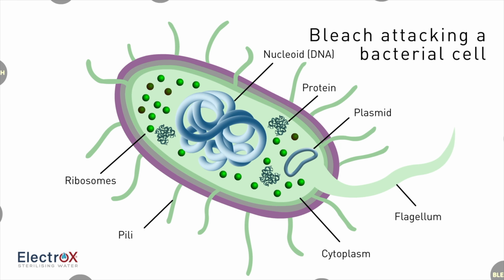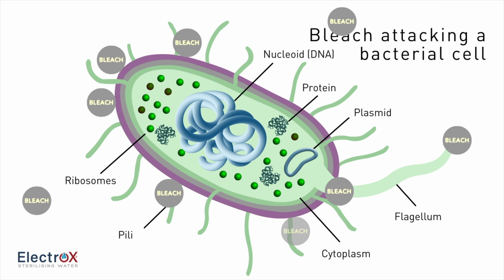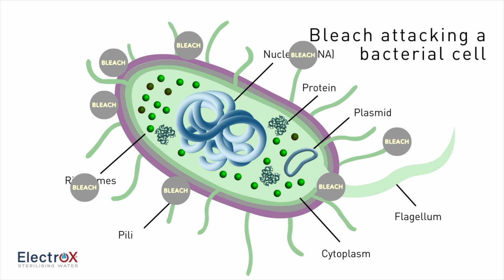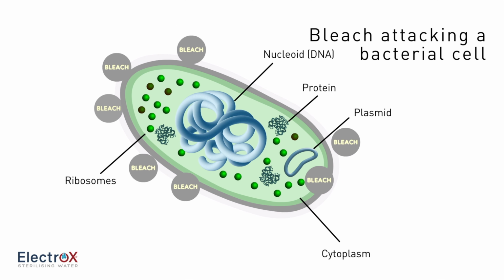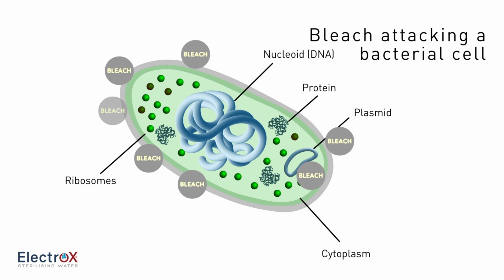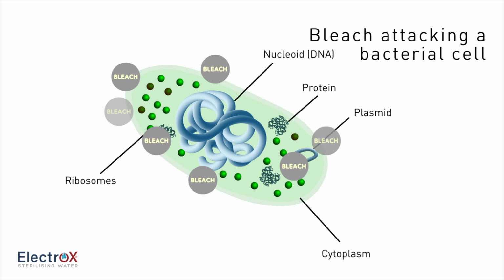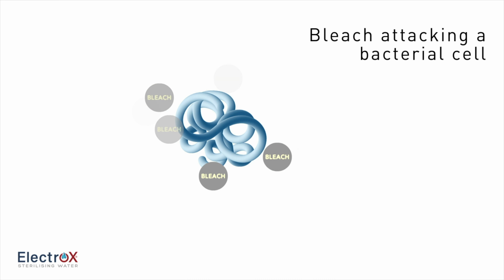When the active substance in bleach, called hypochlorite, comes into contact with a bacterial or fungal cell, it cannot cross the plasma membrane easily because it is negatively charged. So all the hypochlorite can do is steal electrons from the outside of the bacterial cell until eventually the cell wall ruptures. Once inside the cell, the hypochlorite can then attack the critical proteins and DNA.